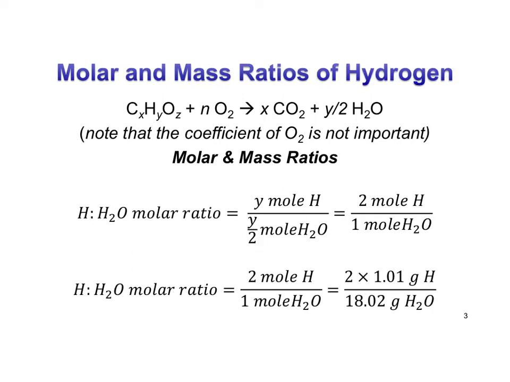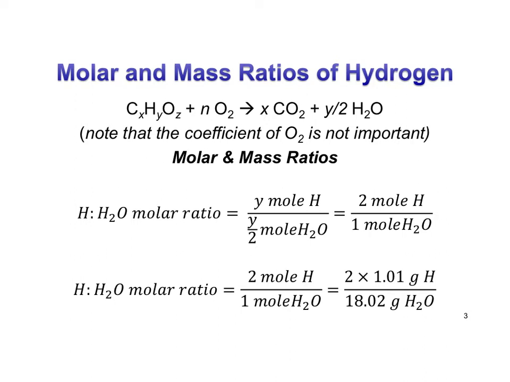Also in the combustion reaction, Y is the subscript for hydrogen, and Y divided by 2 is the coefficient for water. As a result, the molar ratio of hydrogen to water is 2:1. The corresponding mass ratio of hydrogen to water is the combined molar mass of two hydrogens, 2.02 grams per mole, divided by the mass of water, 18.02 grams per mole.